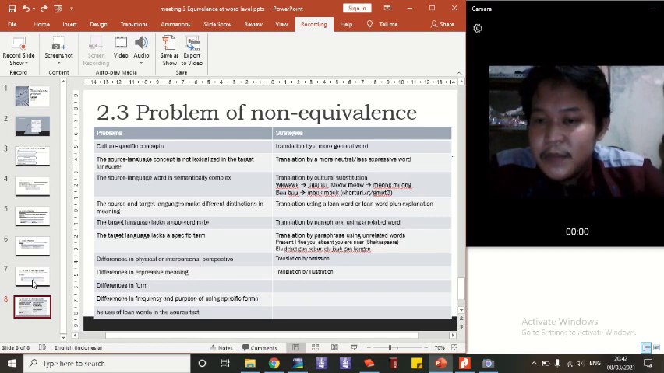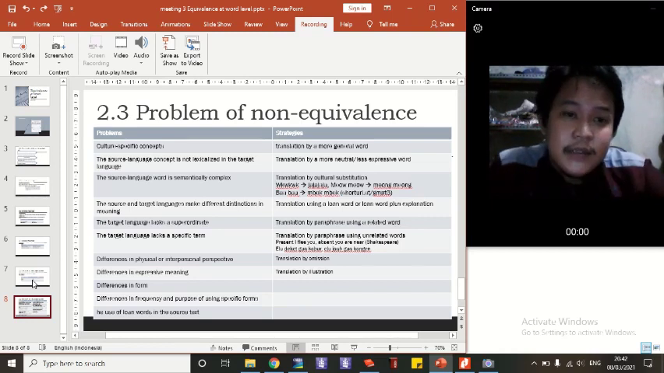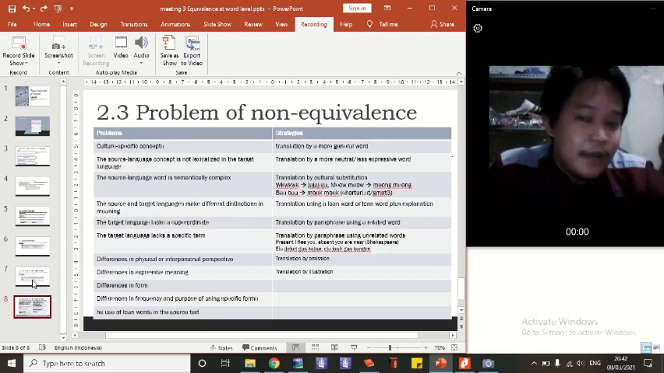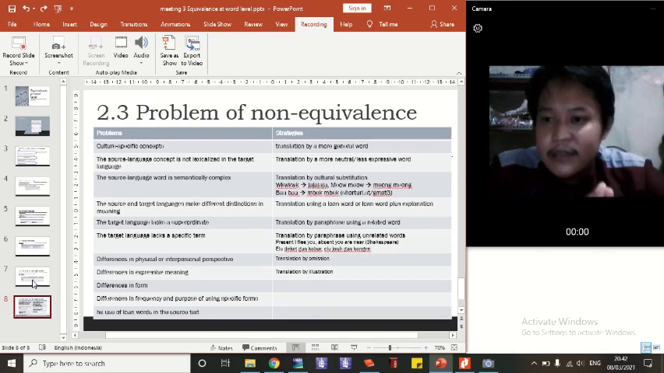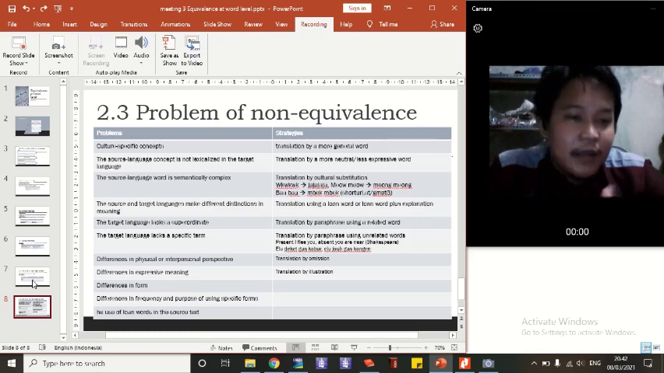Source language concept is not lexicalized in the target language. That is still related to the culture. Maksudnya yang tidak tersedia di bahasa sasaran gitu, kayak tadi kan tidak tersedia. The source language word is semantically complex. Contohnya sama tadi, kita pakai contoh Rajaban. What is Rajaban in English?